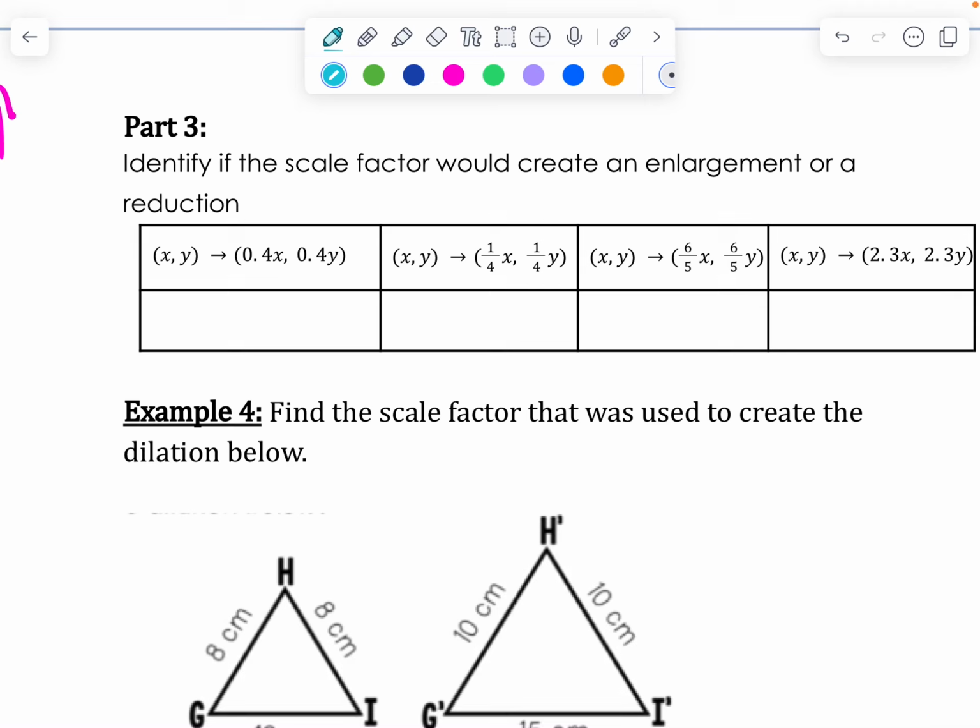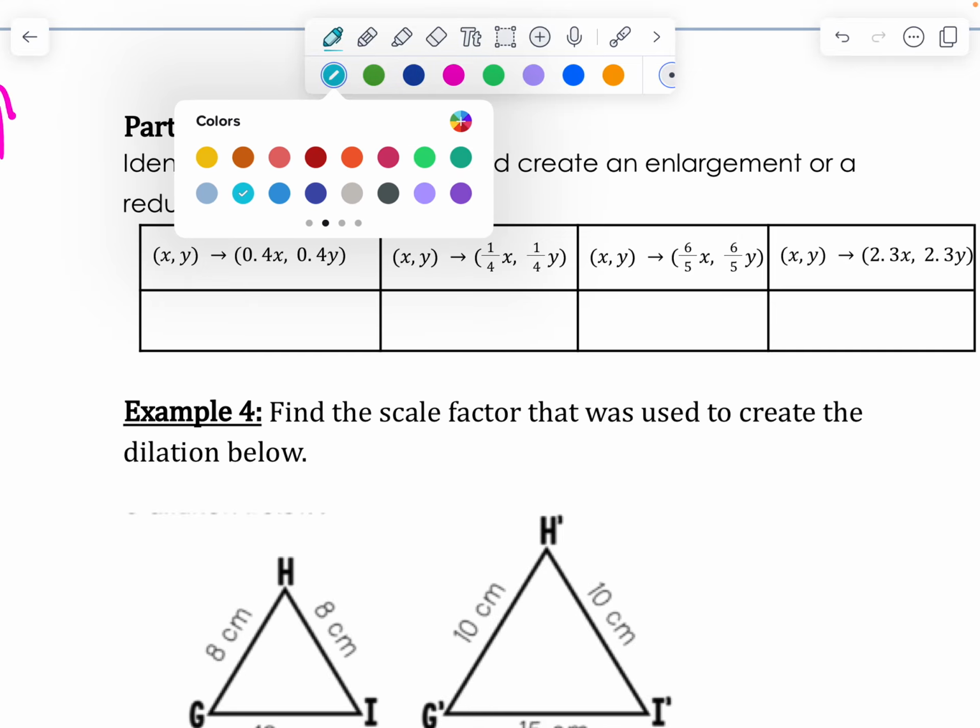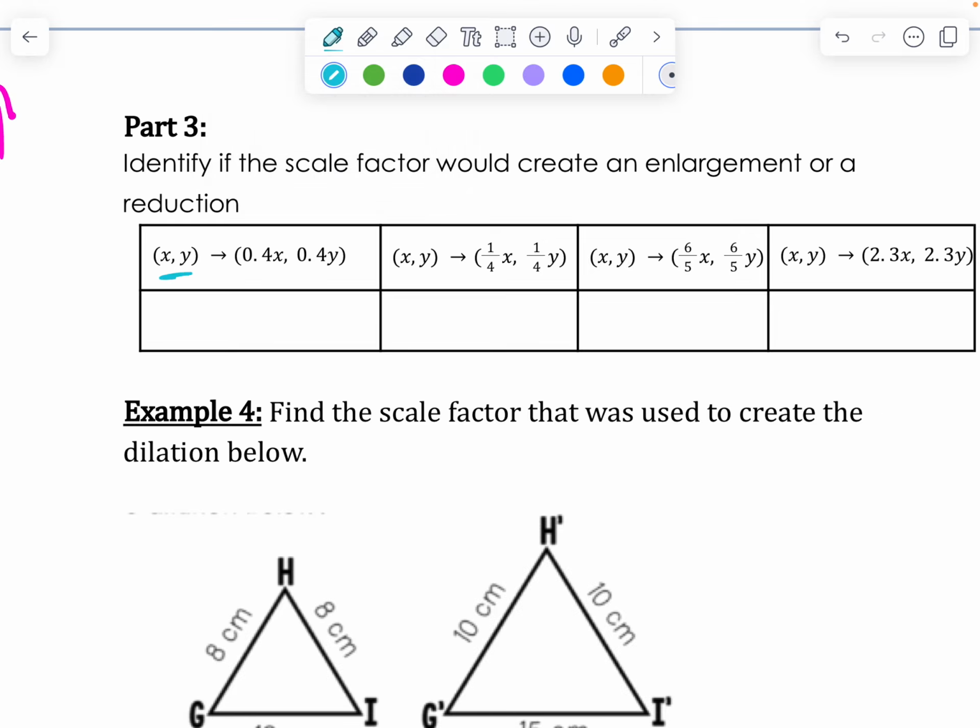Last video. So now we're going to identify the scale factor that would create an enlargement or reduction. These are called the rules for a dilation. When you see something like this, it's always saying that the original x and y is being multiplied by this number. So that becomes your scale factor.